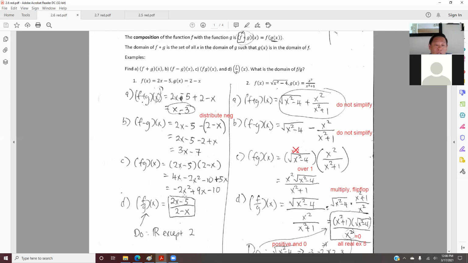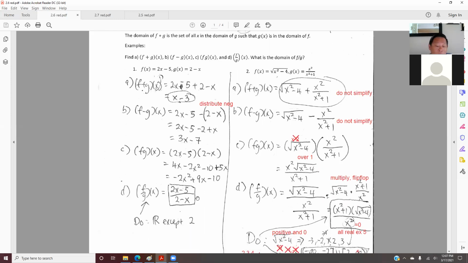You just need to watch out for the domain in this case. For the domains here, everything is all real numbers, because they are all polynomials. The only time it is not all real numbers is when you divide, because we cannot have a denominator become 0. So in this case, your domain is all real numbers except 2. That means you cannot have 2 here, because that will make the denominator 0.